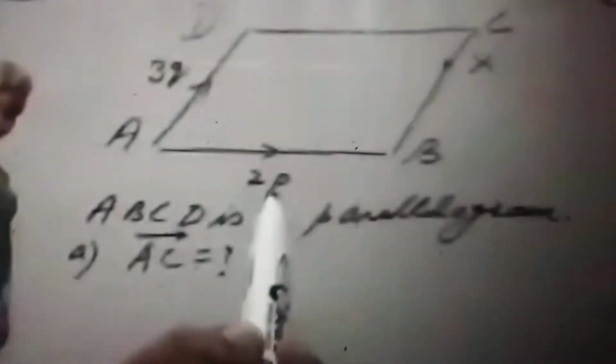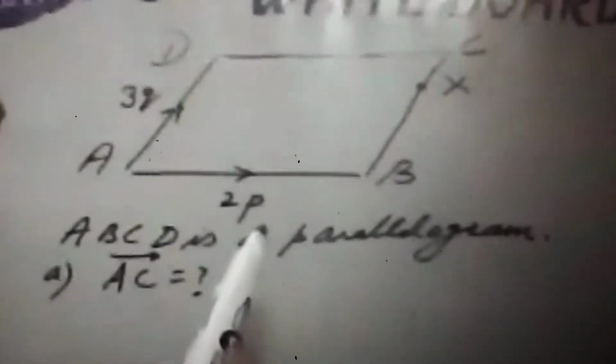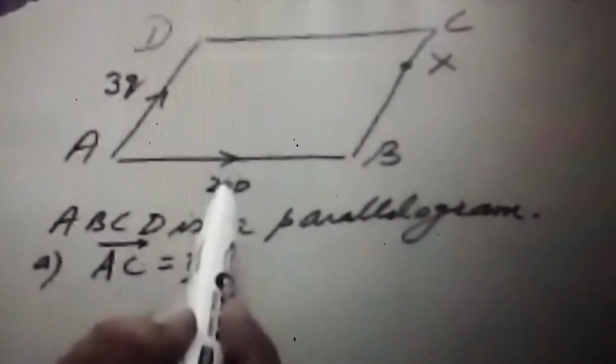So the question says that this ABCD is a parallelogram. So opposite sides are equal and parallel. So the first thing which we can do over here is to write on the opposite side over here for DC that this will also be 2P, and AD is 3Q, so BC will also be 3Q. Now you have to find out AC.